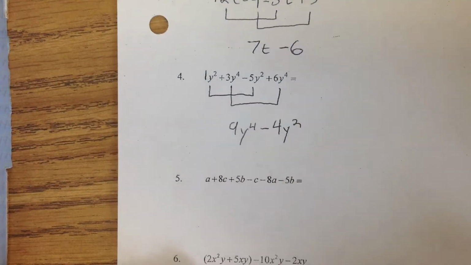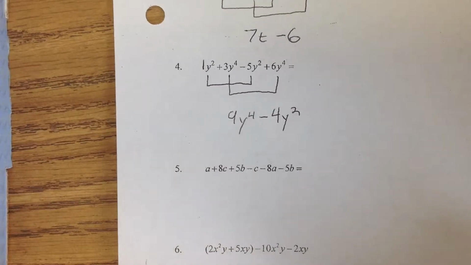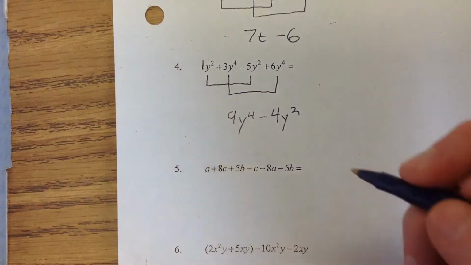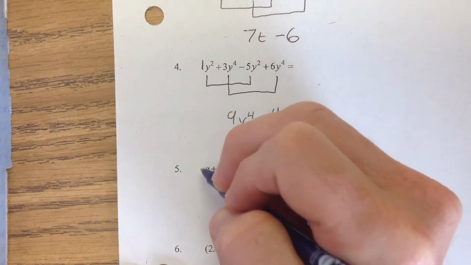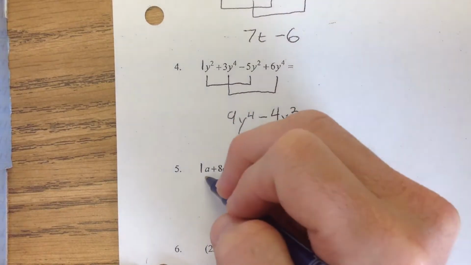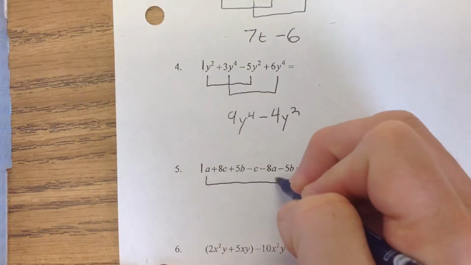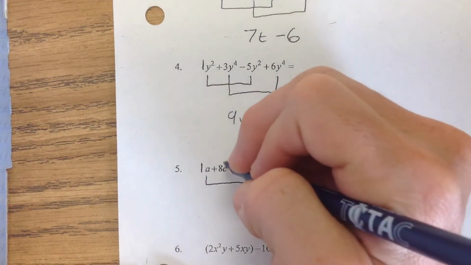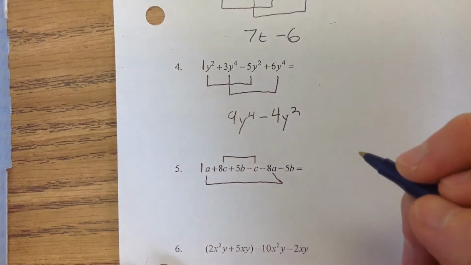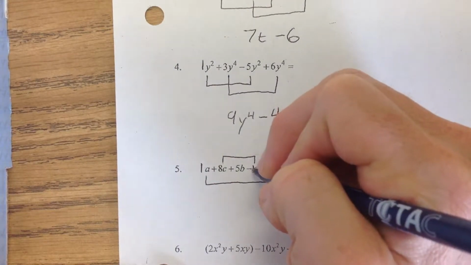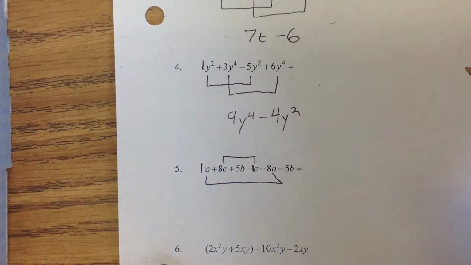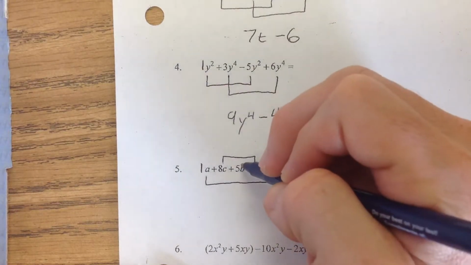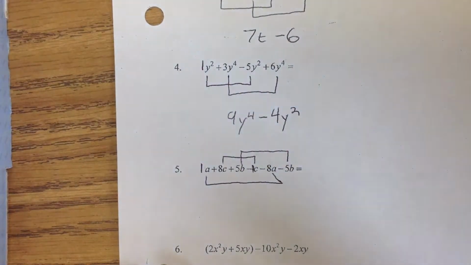Okay, take a look at number 5 here. Lots of different letters, so you just have to make sure that you're matching them up correctly. So we've got a 1a that matches up with this 8a. We've got an 8c that matches up with this, again, minus 1c. And then we've got a 5b and a negative 5b.